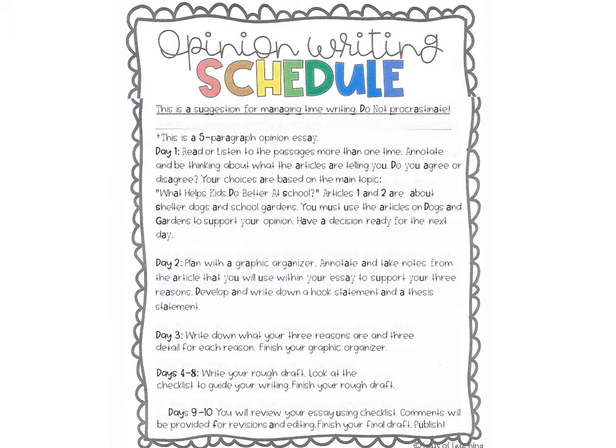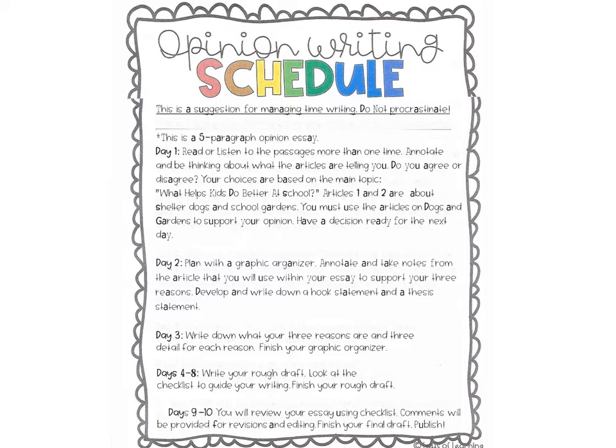Do you agree or disagree? Your choices are based on the main topic. What helps kids do better at school? Articles 1 and 2 are about shelter dogs and school gardens. You must use the articles on dogs and gardens to support your opinion. Have a decision ready for the next day.